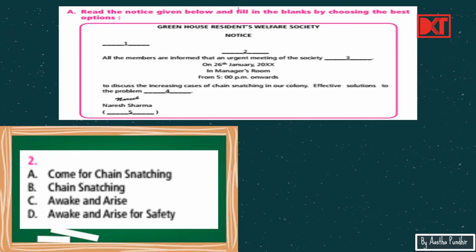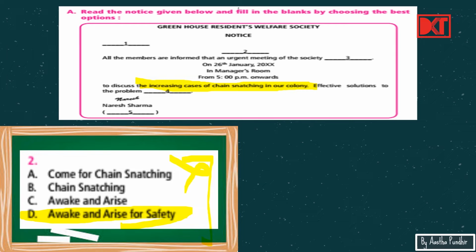Now, in the second option, what comes over here is our headline, a suitable headline, the one which is attractive and shows the overall idea, the theme of the notice as well. Here we have: all the members are informed that an urgent meeting with society on 26th is to discuss the increasing cases of chain snatching in our colony and effective solutions to the problem. So what could be an attractive heading? Come for chain snatching, awake and arise, or awake and arise for safety. Which one seems appropriate? D, awake and arise for safety.